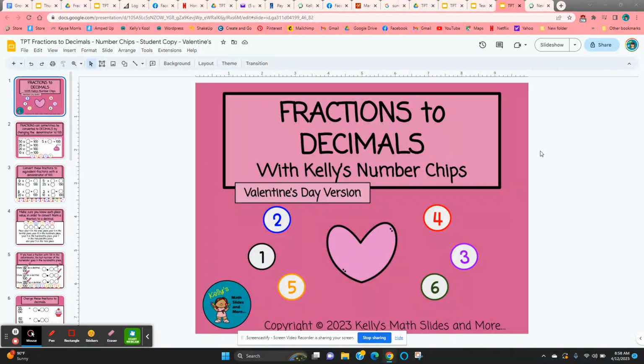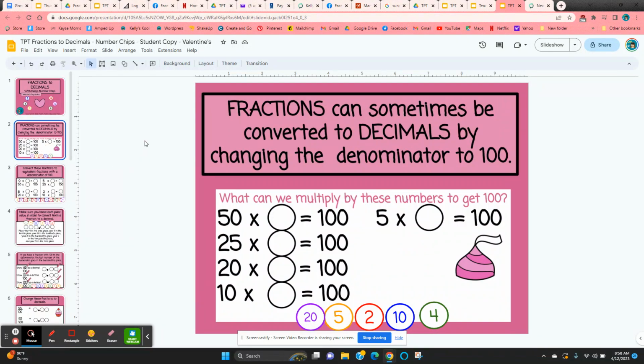Fractions to decimals with number chips. This is the Valentine's Day version. And it starts with a little review preparing students to change their fractions to equivalent fractions with 100 in the denominator. So this first slide, they're just asked to move these number chips.